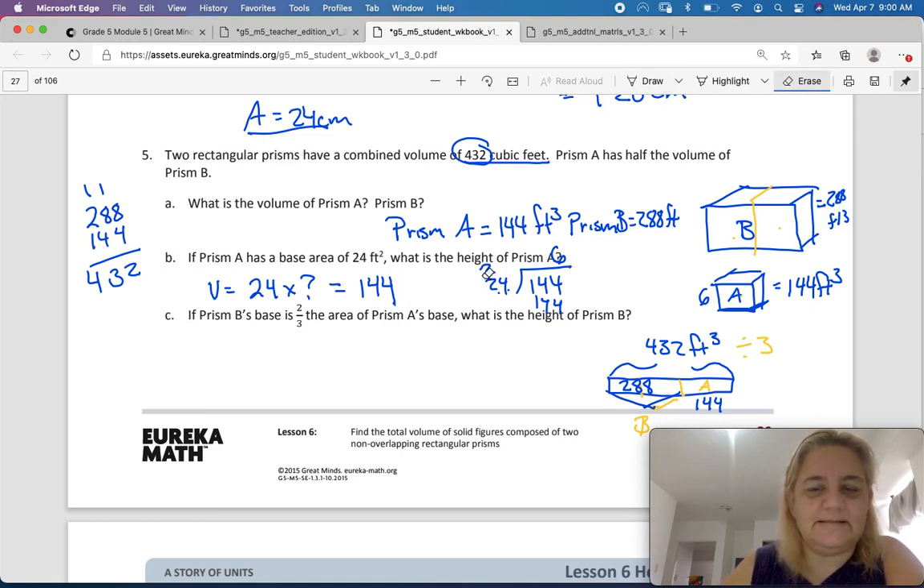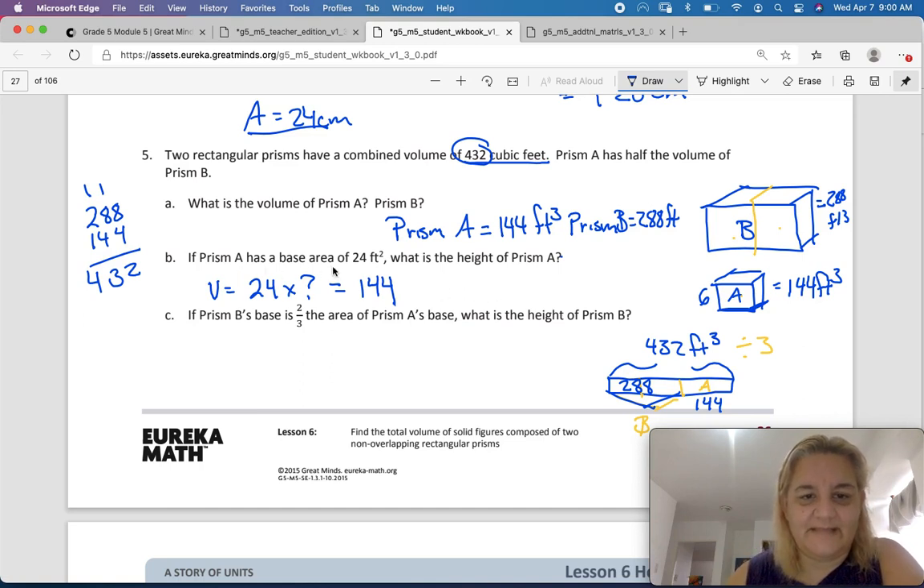Are you lost? I hope you're not lost. There's a lot of thinking happening here. This is that standard MD 0.5, which isn't just volume, it's volume and thinking about volume. So base area of 24 and the height equals 6 feet.